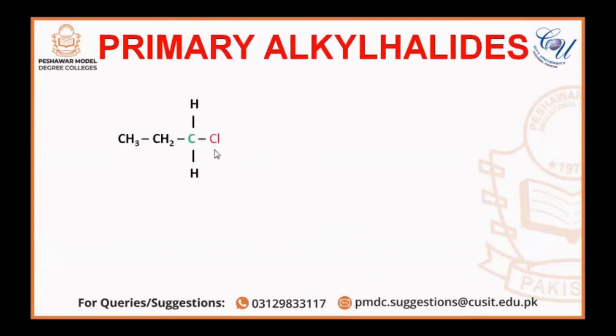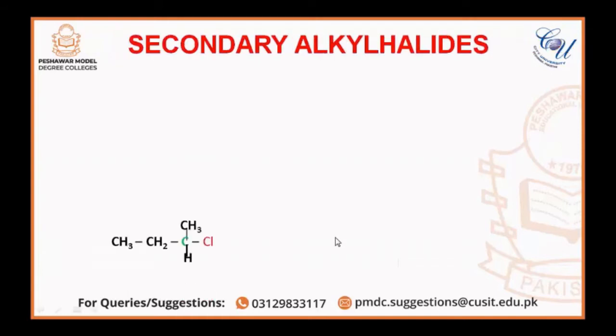Primary alkyl halides. You can see in this example that the green carbon attached to the halogen chlorine has just 1 carbon with it, CH2. So we call it a primary alkyl halide. In this example you can also see that the carbon containing the halogen is attached to a CH2, and after it there is another CH2, CH3, but the green carbon has just 1 carbon group, so we call it a primary alkyl halide.